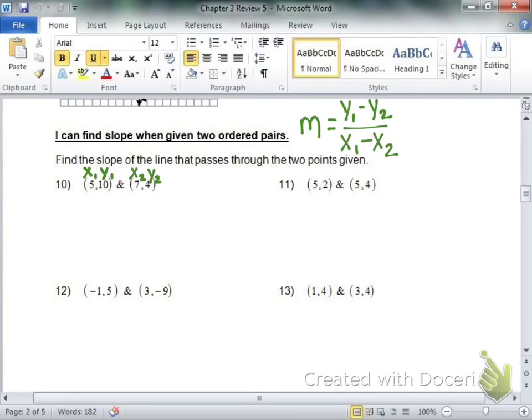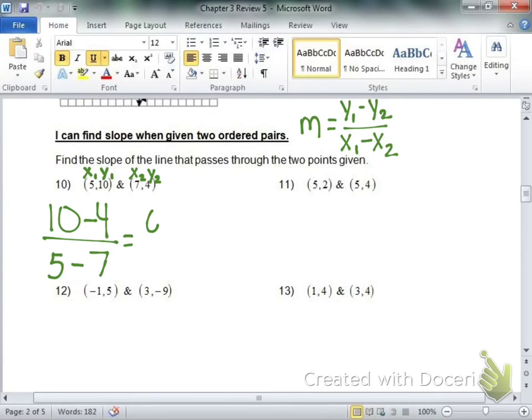Alright, but I'm going to do it as I wrote the formula. So the first y1 is 10. The second y2 is 4. On the bottom, the first x is 5 minus the second x is 7.